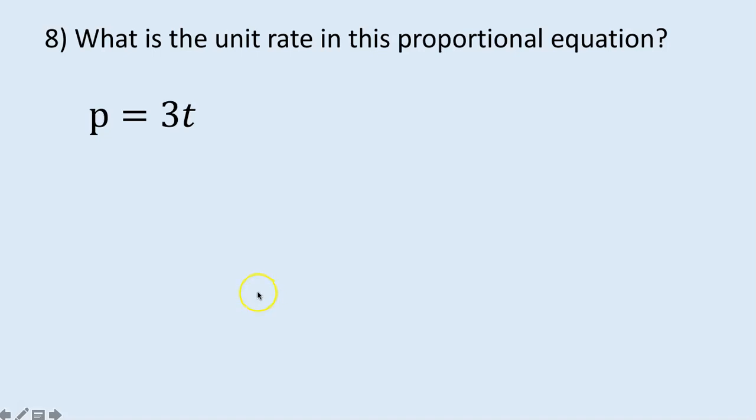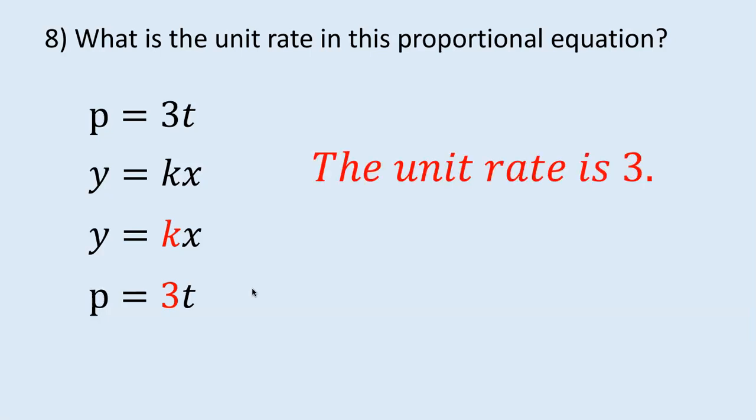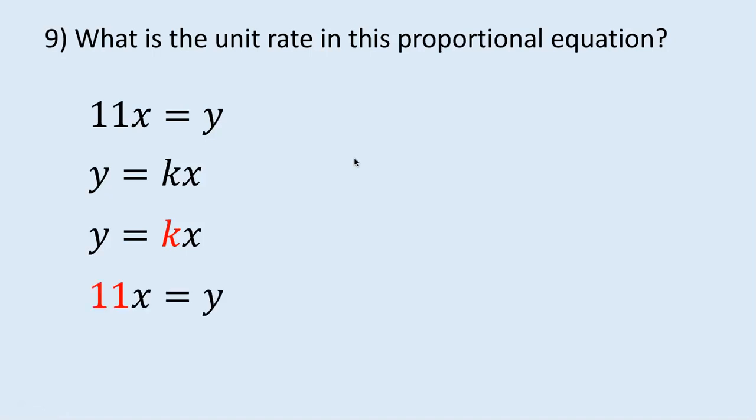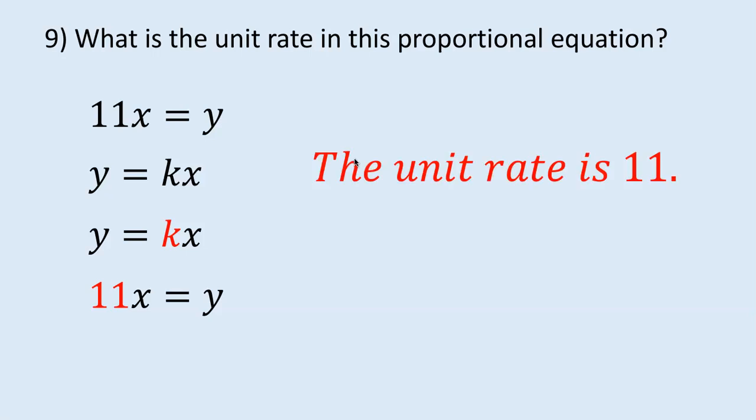All right, another example that looks like this. The p is like the y in the proportional equation, and the t is like the x. So the unit rate is 3 in this example. All right, sometimes they'll change it up. Instead of writing y equals 11x, they'll write 11x equals y. So don't let that confuse you. It's the same concept where you're looking for the number that is in front of the variable. That is your unit rate. So in this example, the 11 is being multiplied by the x, so the 11 is the unit rate.